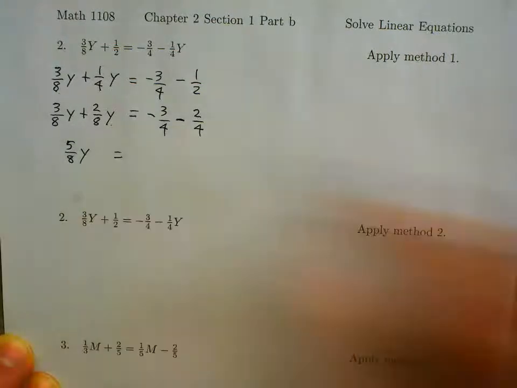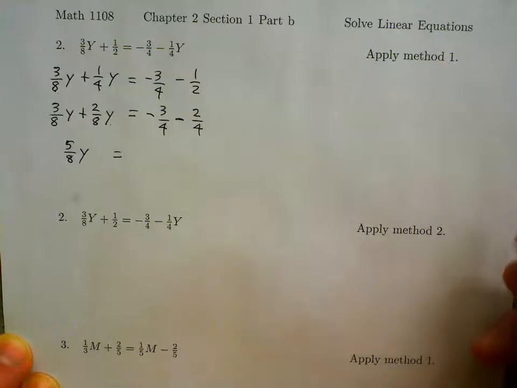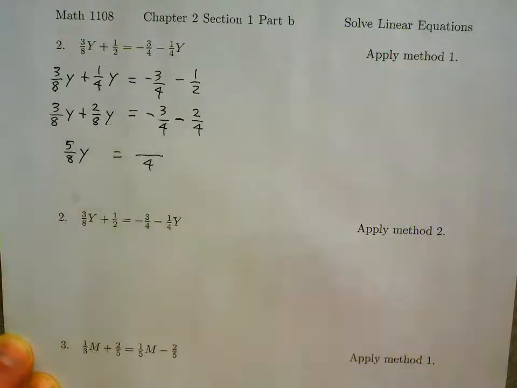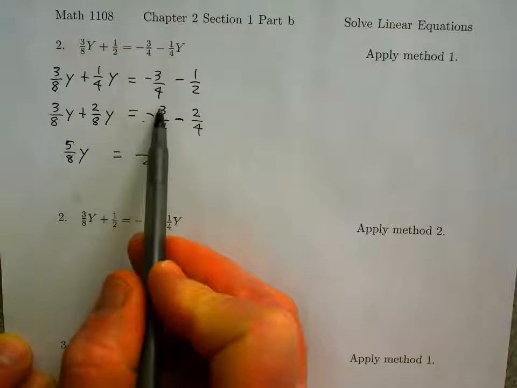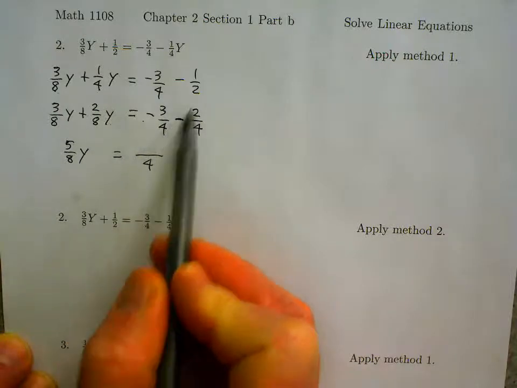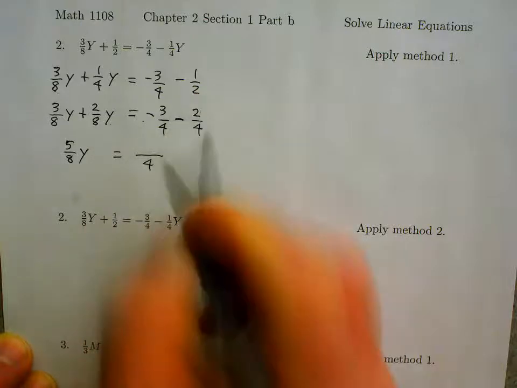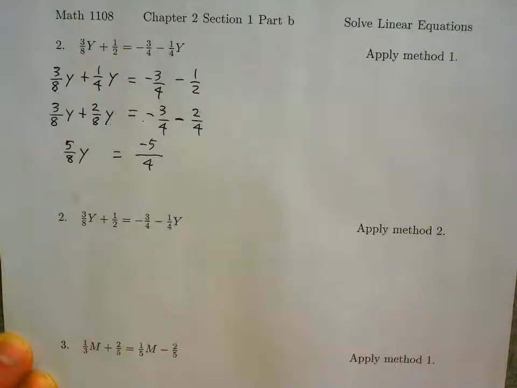On the right-hand side, the common denominator is 4. What's the numerator? -5. Yeah, -5, because we have -3/4 minus 2/4. So the numerator is -3 minus 2, which is -5. Okay, now we're just one or two steps away from the solution.